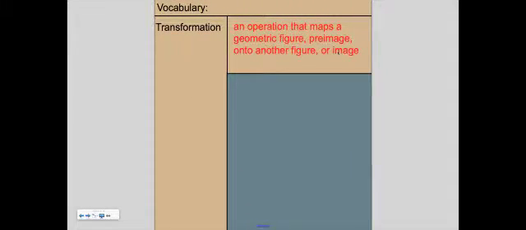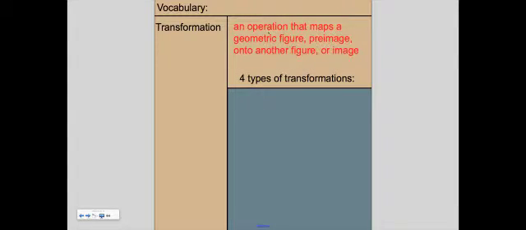And the first one is a transformation. In math, a transformation is an operation that maps a geometric figure, the pre-image, or the image before the transformation, onto another figure or image. So super confusing, but really all that means is that the image or shape is being transformed somehow, either moving around in the coordinate plane, or getting bigger, getting smaller, or reflecting across different lines. Okay, which brings about the 4 types of transformations.